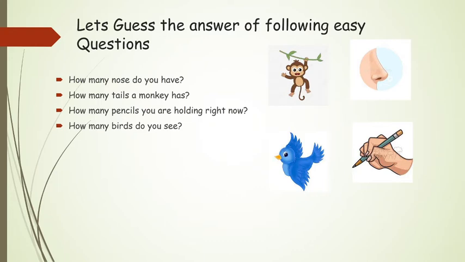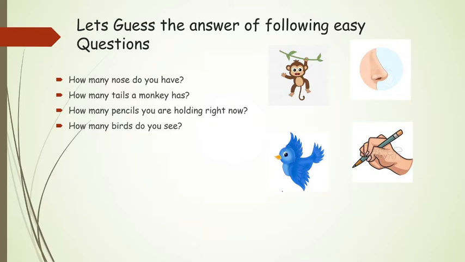Now there's a quick quiz. Let's read the question and you're going to answer yourself. Now look at the pictures. Take a closer look. There is a monkey, there is a nose, there is a bird and there is a hand holding a pencil. The questions will be related to these pictures.